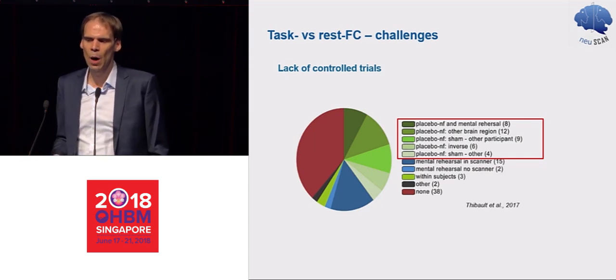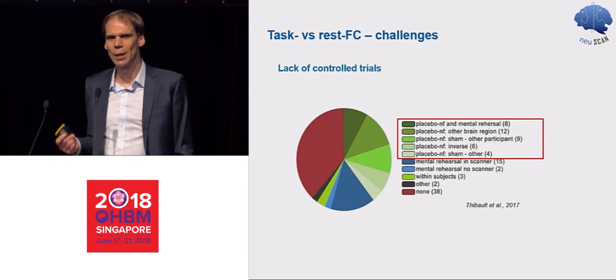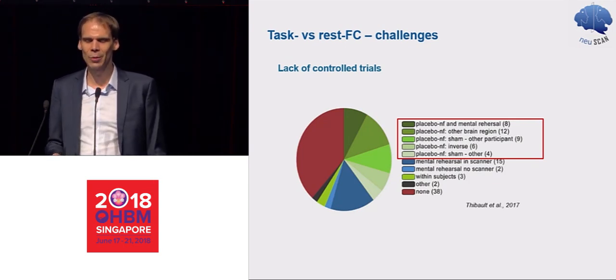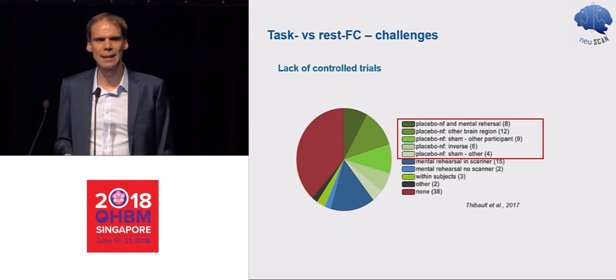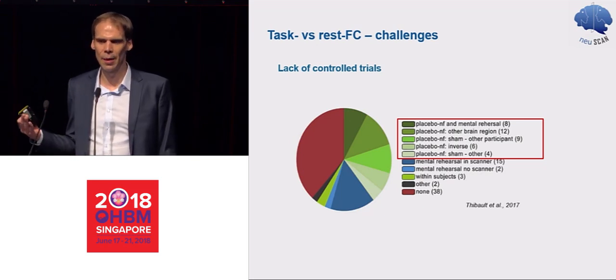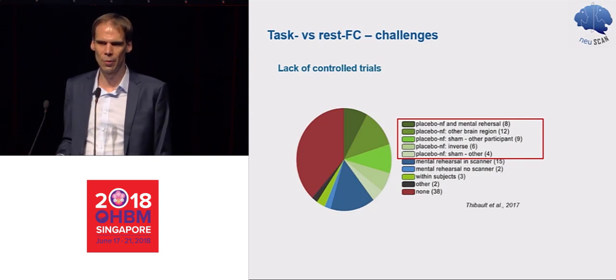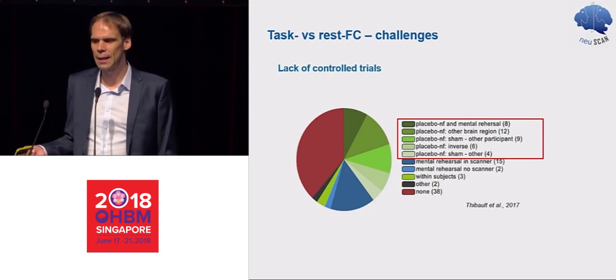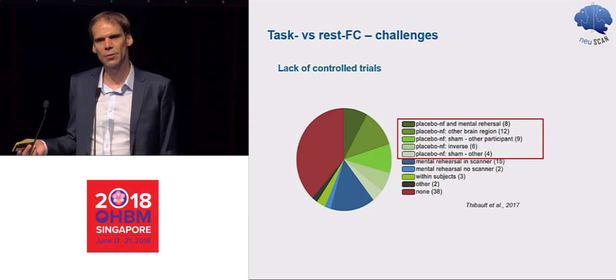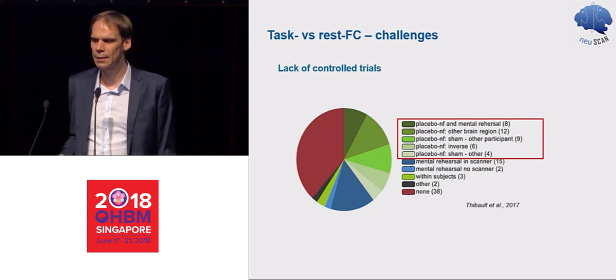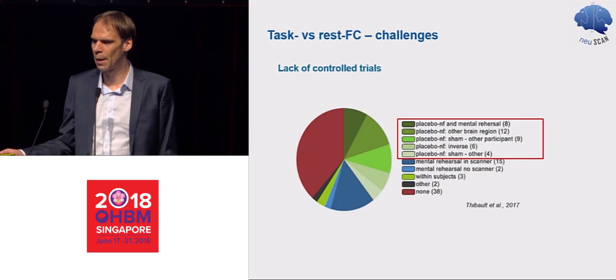So actually, what we can do or what we cannot do, let's directly start with the bad news, is we cannot make a statistical inference about the network level effects of regional activity changes induced by real-time neurofeedback. Well, nevertheless, let's just try. We can just plot the data from the better controlled studies, and let's see what we find there.